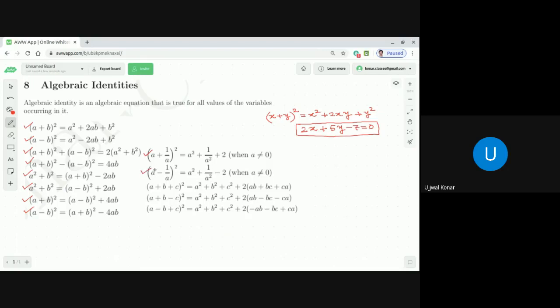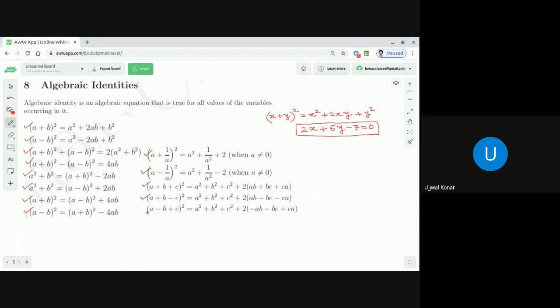a plus b plus c whole square is equal to a square plus b square plus c square plus 2 into ab plus bc plus ca. a plus b minus c whole square is equal to a square plus b square plus c square plus 2 into ab minus bc minus ca.